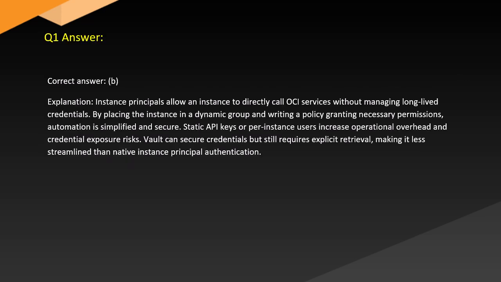Answer. Correct answer: B. Explanation. Instance principals allow an instance to directly call OCI services without managing long-lived credentials by placing the instance in a dynamic group and writing a policy granting necessary permissions. Automation is simplified and secure. Static API keys or per-instance users increase operational overhead and credential exposure risks. Vault can secure credentials but still requires explicit retrieval, making it less streamlined than native instance principal authentication.